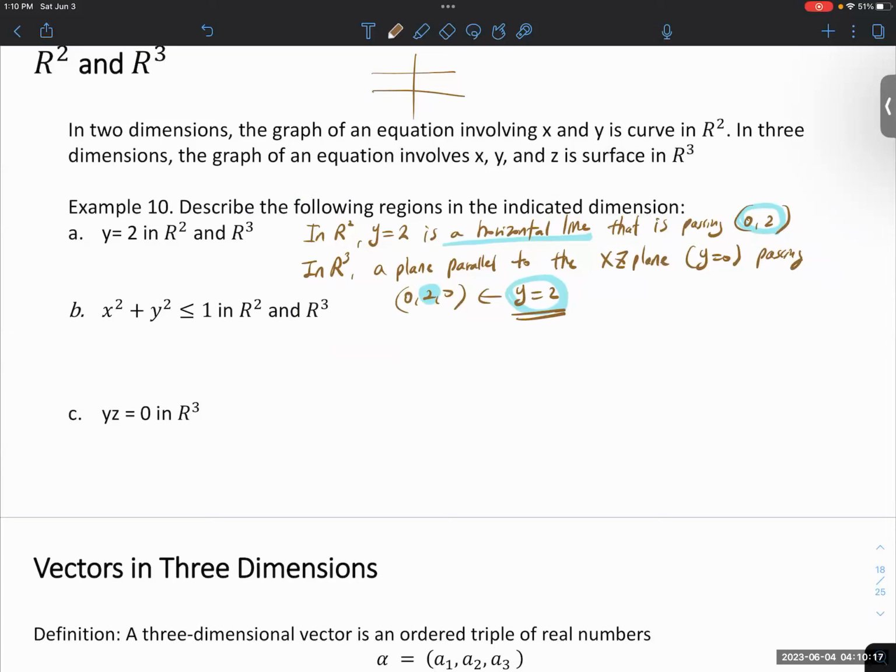Continue. What does this equation mean in 2 and 3 dimensions? In 2 dimensions, we know what happened. This is a circle equation.